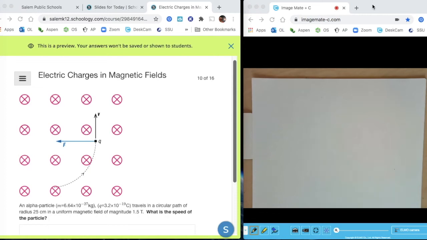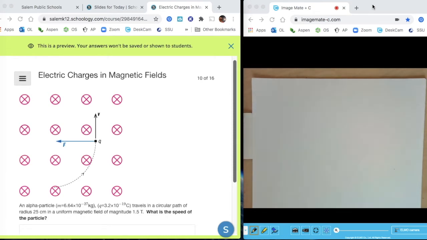Hi everyone. I have a request to make a quick helper video to point you in the right direction on the problem set electric charges and magnetic fields. It's a Schoology assignment. I believe it's in this week's purple folder.